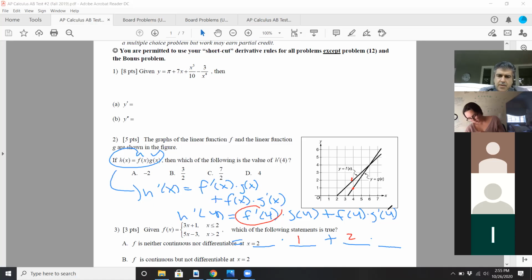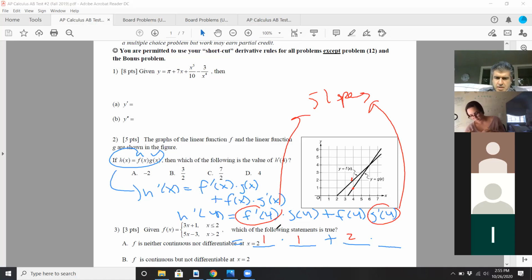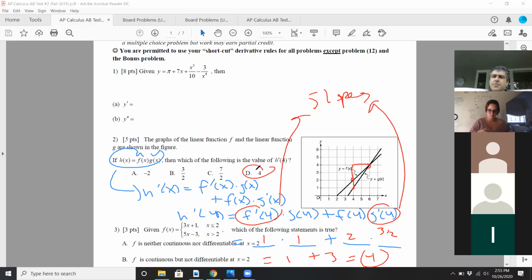Then these here are just slopes. So the slope of f looks like it is 1. The slope of g looks like it's 3. No, 3/2. Gosh, that's a tricky one. Up 3 over 2, so that's 3/2. So you get 1 plus 3, the answer is 4. That's why it's D for number 2.